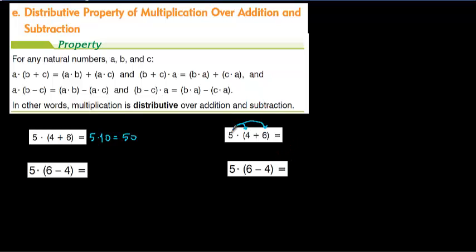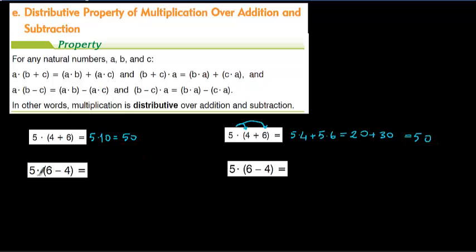Here distribution means you're going to multiply the term one by one, each term inside the parenthesis. So 5 times 4 plus 5 times 6. Now the term is distributed and the results, let's find. 5 times 4 is equal to 20 and 5 times 6 is equal to 30, and the result is going to be equal to 50. And we can say multiplication has distributive property over addition.